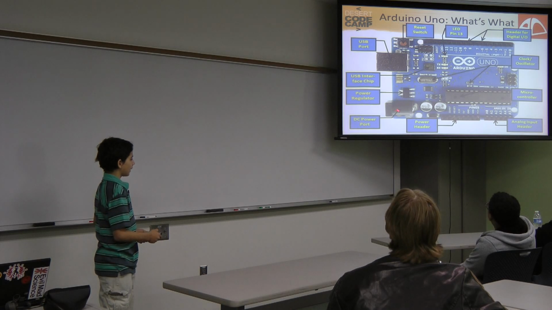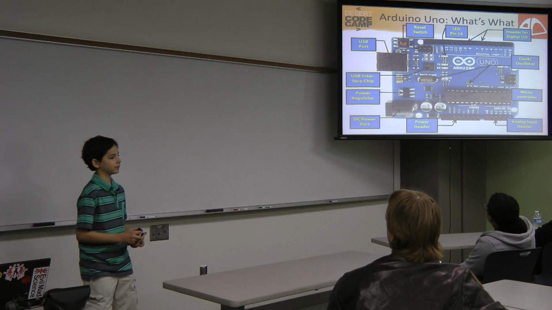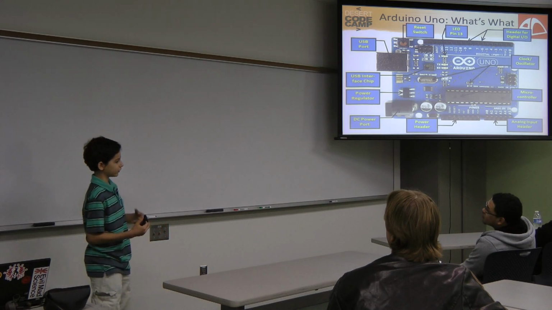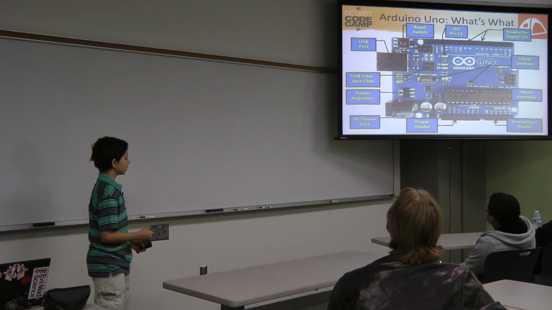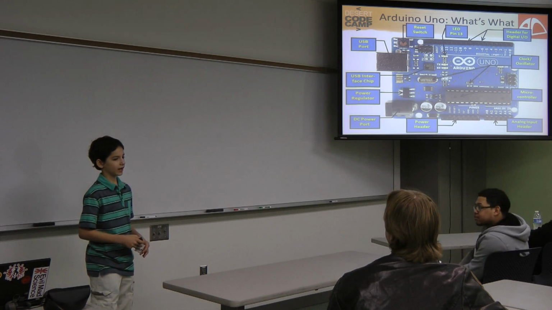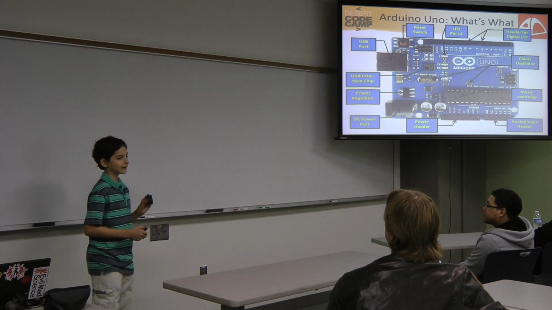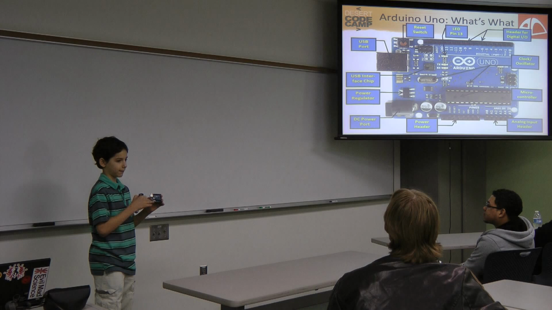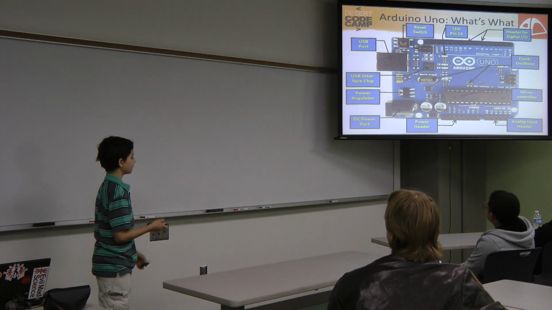Down here we have our power jack, and it also gets power from USB, but USB can only provide 500 milliamps. So if you're running a lot of motors or you need something that uses a lot of power, you'll probably want to plug a power adapter in here. It can take from 12 to 5 volts, and it'll automatically switch between USB power or the power jack, and you can actually have both plugged in at the same time too.